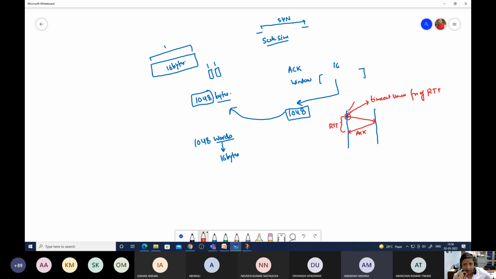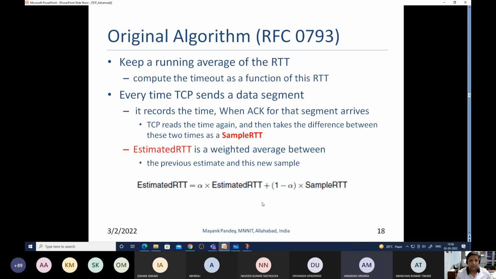Your timeout is going to be a function of round trip time, but round trip time will only be known when you get the acknowledgement back. But you want this RTT value at the time of sending the segment, because this RTT value is going to be utilized to set up the timeout value or timer value. Now, how this is done in TCP, that is interesting. If we see the original algorithm, the initial TCP algorithm, it was very simple.